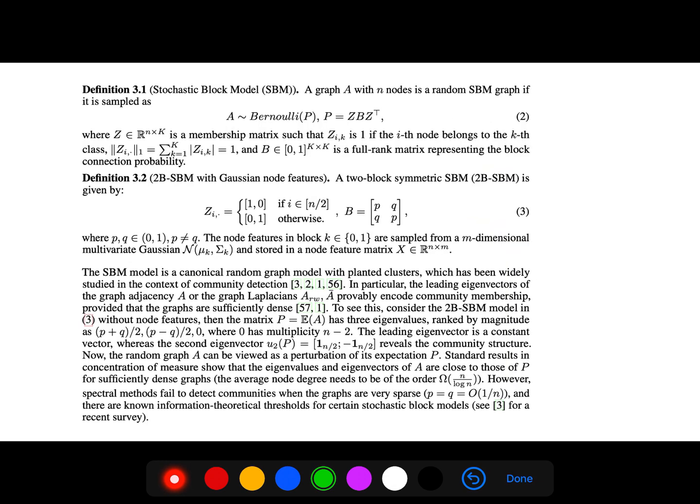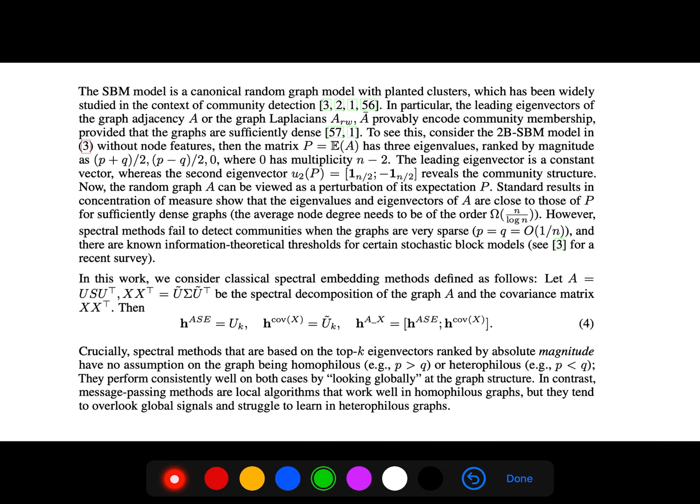A graph A with n nodes is a random stochastic block model if it is sampled like this from this Bernoulli distribution. Another definition is a two-block symmetric stochastic block model, given by this. This stochastic block model is a canonical random graph model with planted clusters which has been widely studied. And in particular, the leading eigenvectors of the graph adjacency A provably encode community membership provided the graph is sufficiently dense.